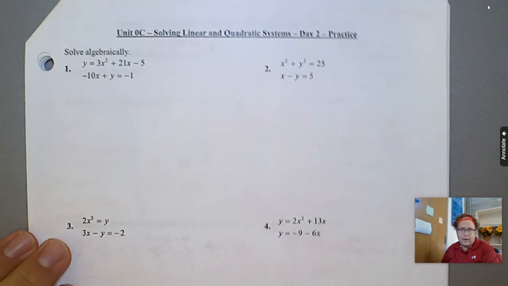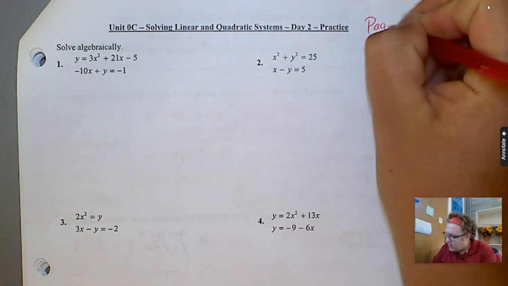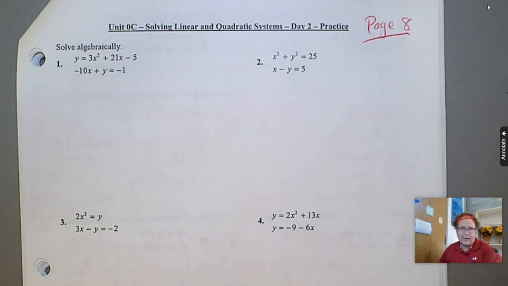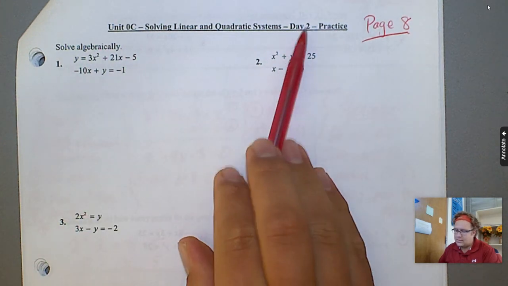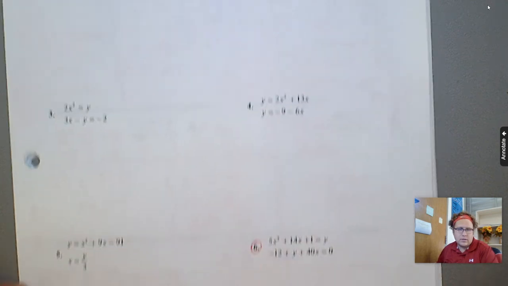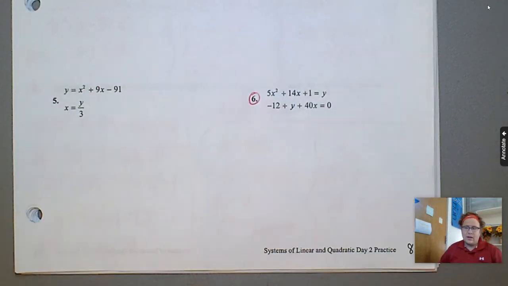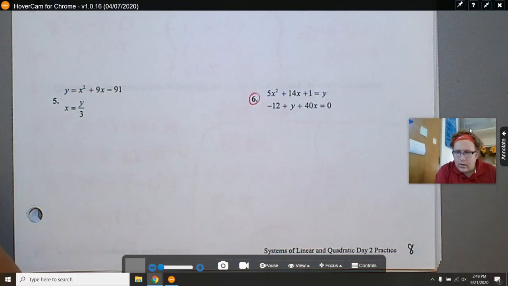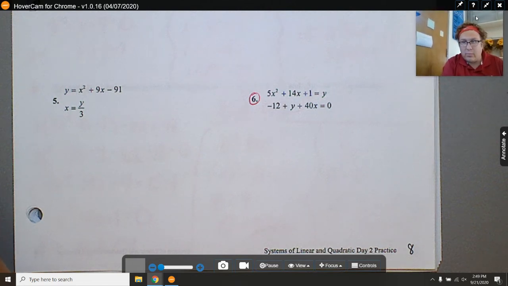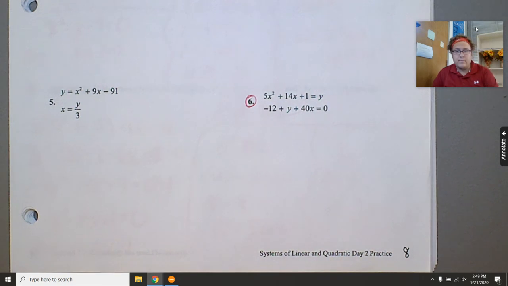I would like you to turn to the packet page number 8. Okay, so this is page 8 in your 0C packet. The top looks like this. It says the day 2 practice. We're just going to do two problems from this set. The first problem is going to be number 6, and then we're going to do number 9 on the back page. If you don't have that out yet, I would say pause the video, go get your packet, come back, and be ready to work.